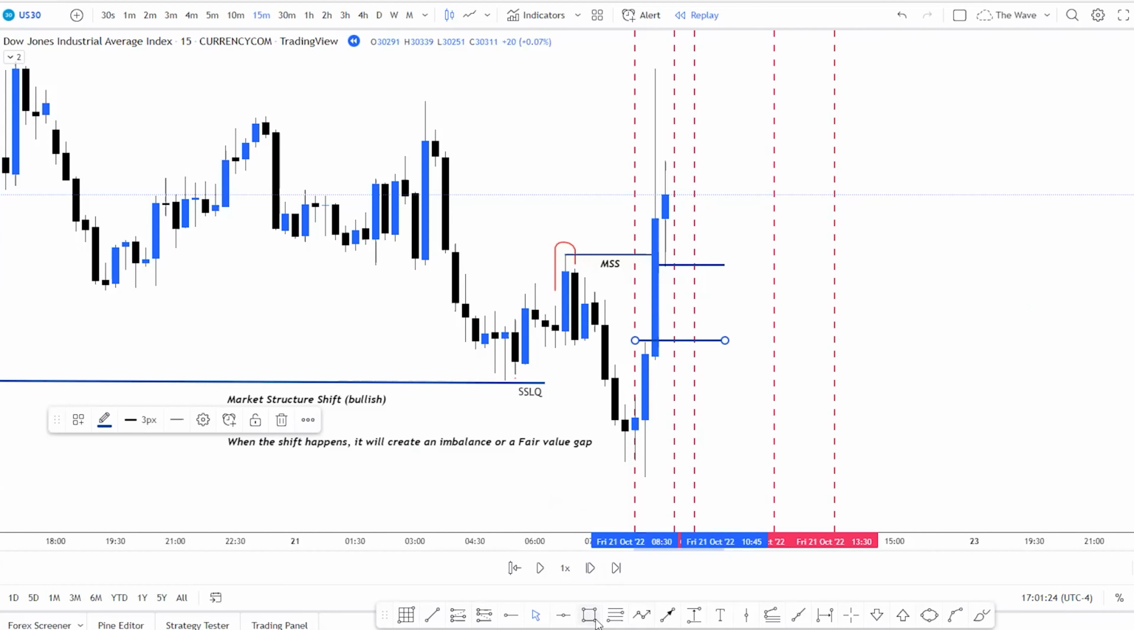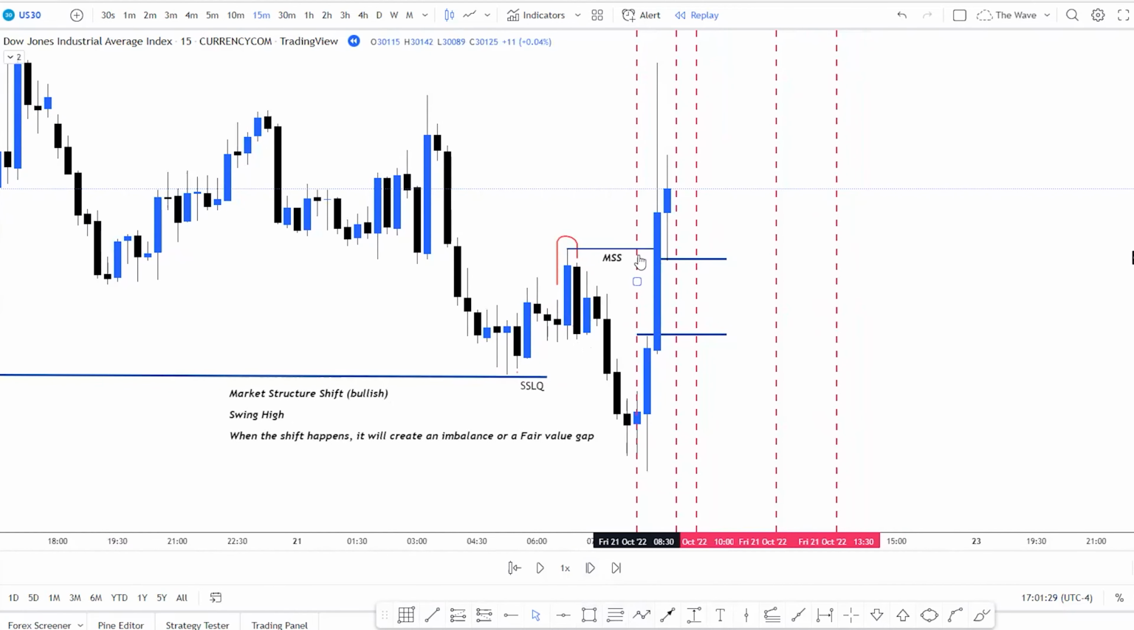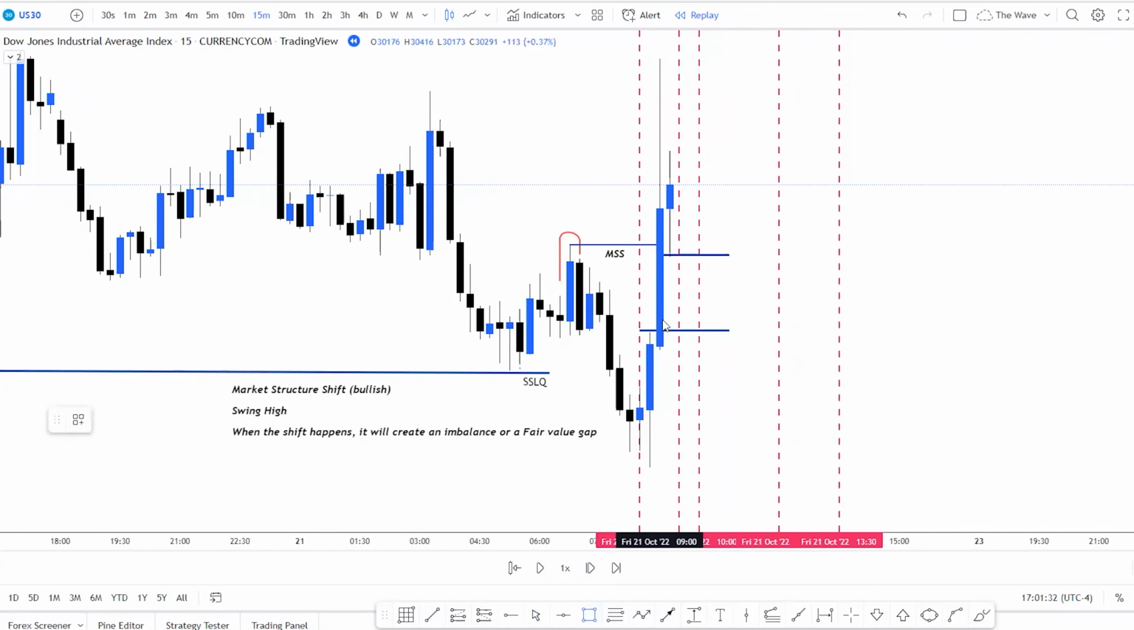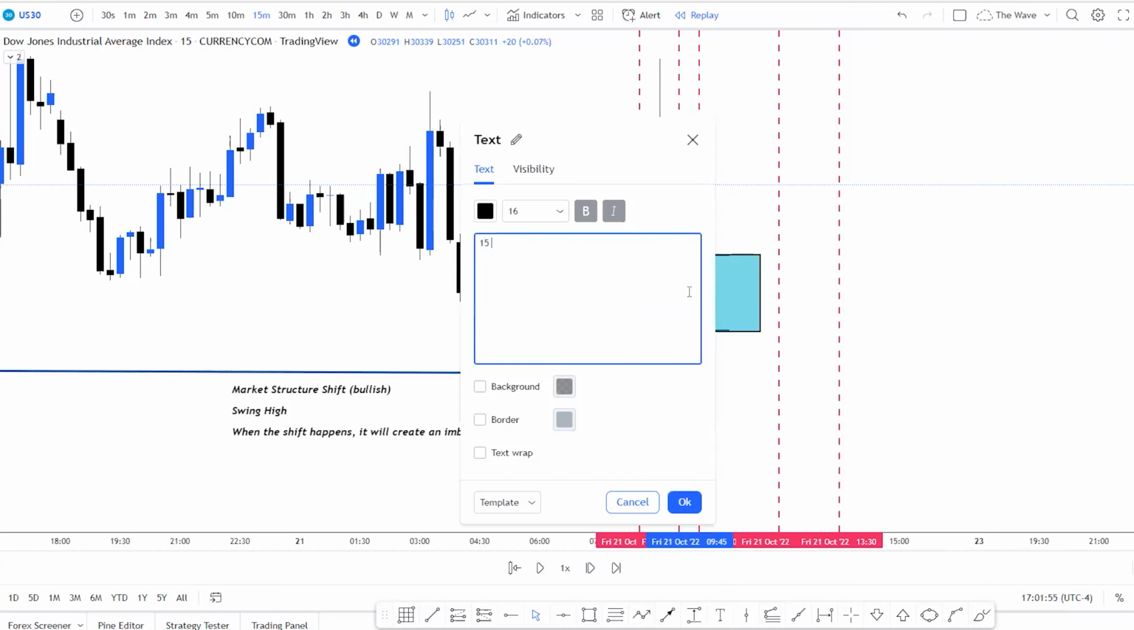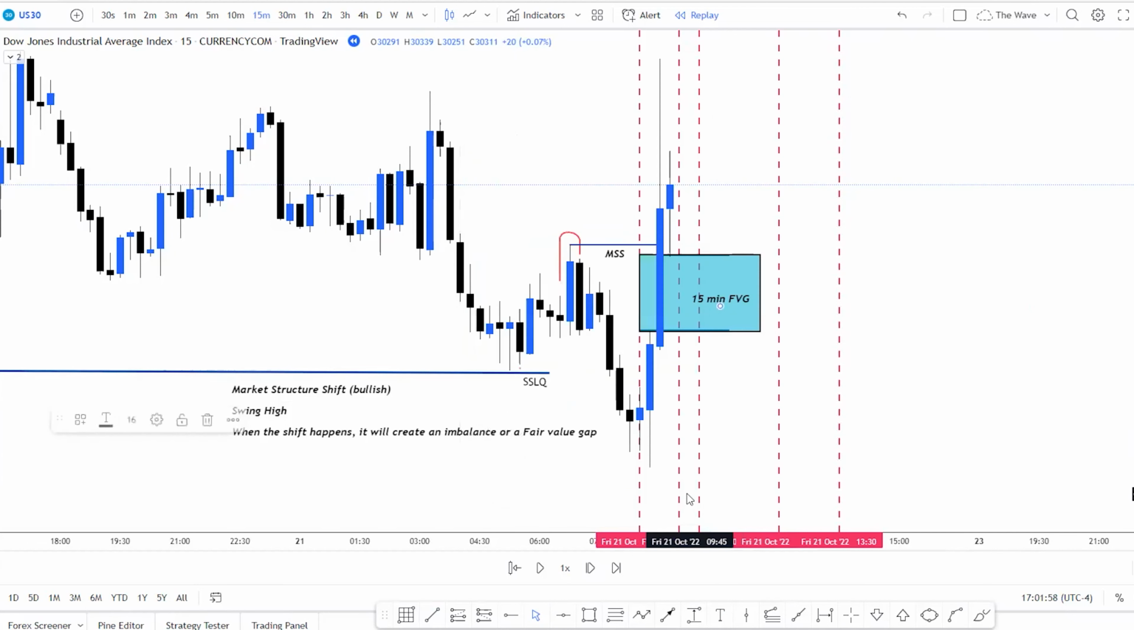So what I do is I will take a box here and draw my box just like this, from that wick to this wick, right? So we have this box priced in. Let me change the outline to black. Okay. Now this is our 15-minute fair value gap. Okay. Now we're still waiting for 9:30, 10:30 for our entries, right?